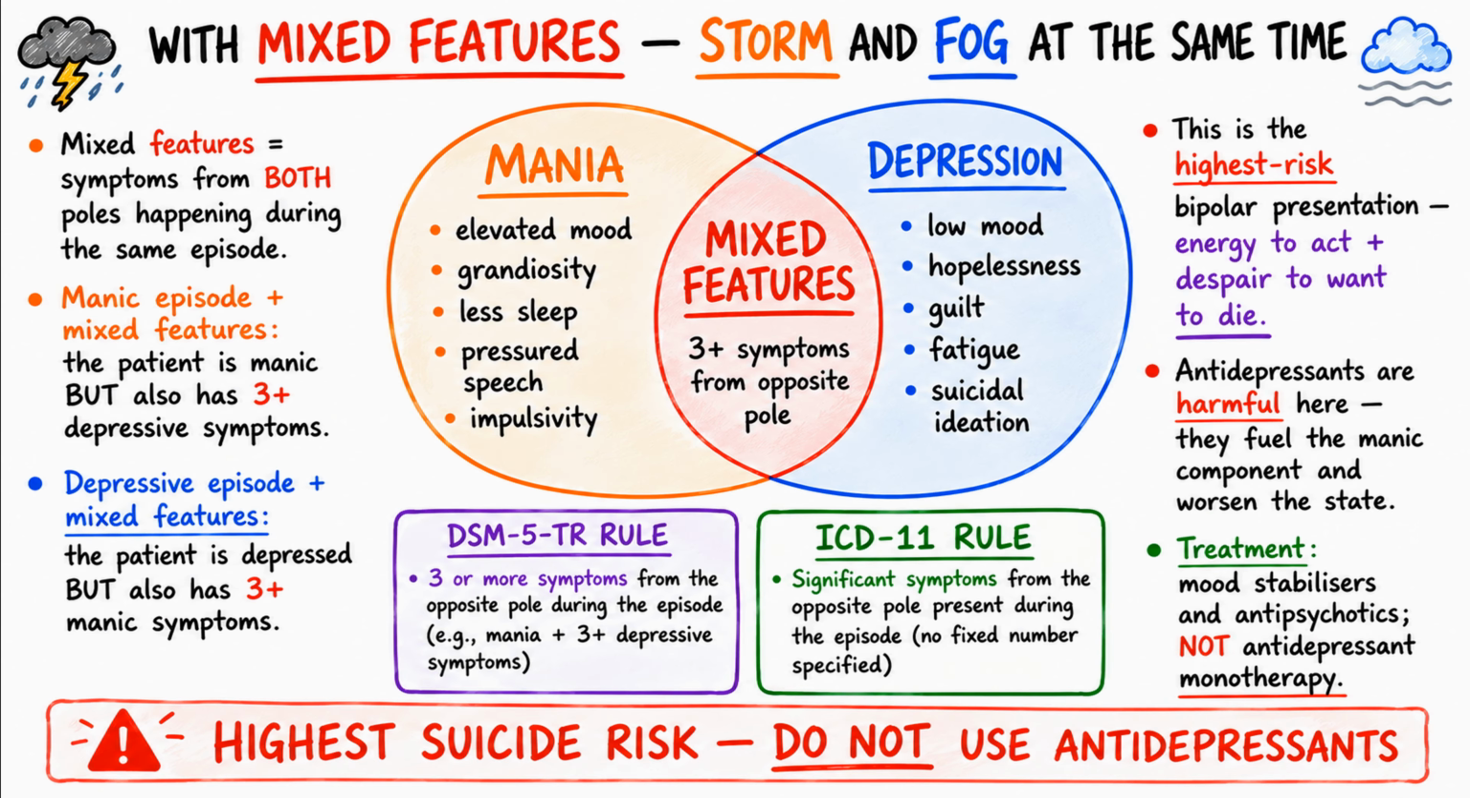Mixed features means both poles are present in the same episode simultaneously. If the patient is manic, they have 3 or more depressive symptoms on top of that. If they're depressed, they have 3 or more manic symptoms breaking through. This is the highest risk bipolar presentation. The patient has the drive and energy of mania combined with the despair and suicidal ideation of depression. That combination is what makes it so dangerous.